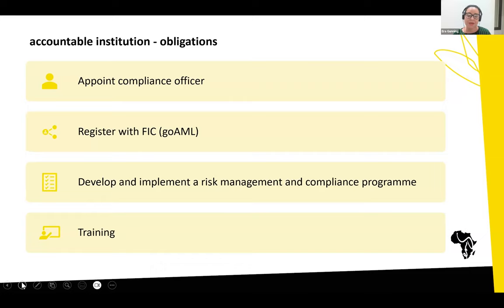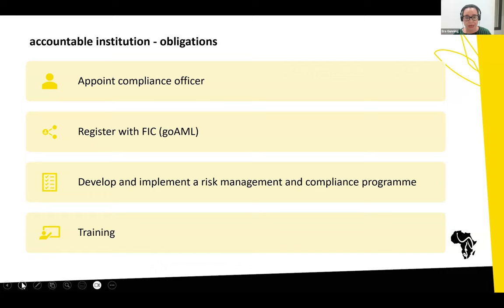This was supposed to happen 90 days after publication of these amendments in the Gazette. So we're already out of time. And the FIC said those who were supposed to register and didn't register are on their radar and you're currently non-compliant.